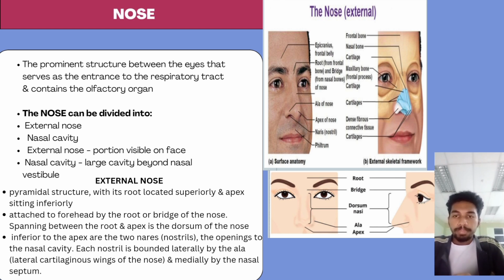The external nose is a pyramidal structure with its root located superiorly and its apex sitting inferiorly. It is attached to the forehead by the root or bridge of the nose, and spanning between the root and apex is the dorsum of the nose. Inferior to the apex are the two nares, which are the nostrils, the openings to the nasal cavity. Each nostril is bounded laterally by the ala, which are the lateral cartilaginous wings of the nose, and medially by the nasal septum. So that is for the nose.